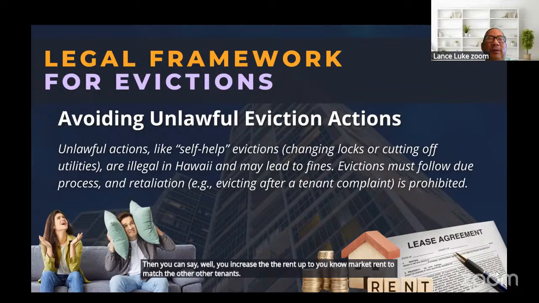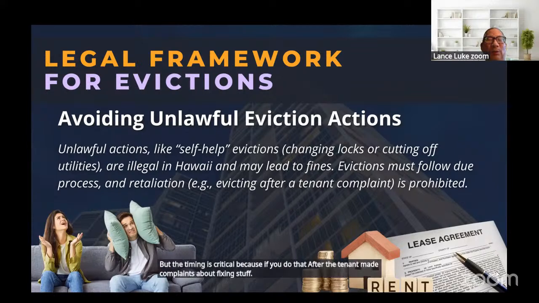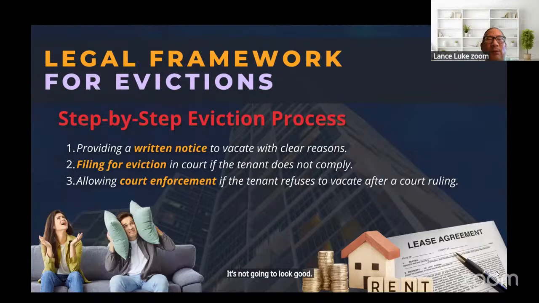Okay, but the timing is critical, because if you do that after the tenant made complaints about fixing stuff, it's not going to look good. So timing is critical.